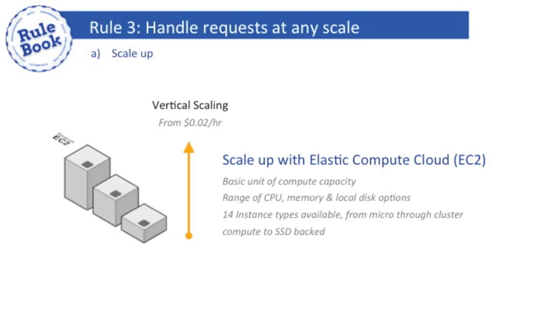So scaling up means choosing a compute unit or instance size that meets a particular task. We have over 14 different instance types available, from micro through to cluster compute. And broadly speaking, for each doubling of compute capacity you apply, you double the price you pay per hour. So starting from 2 cents an hour, we can move up to very high CPU or very high memory instances that give you the ability to scale the application servers that run your websites.